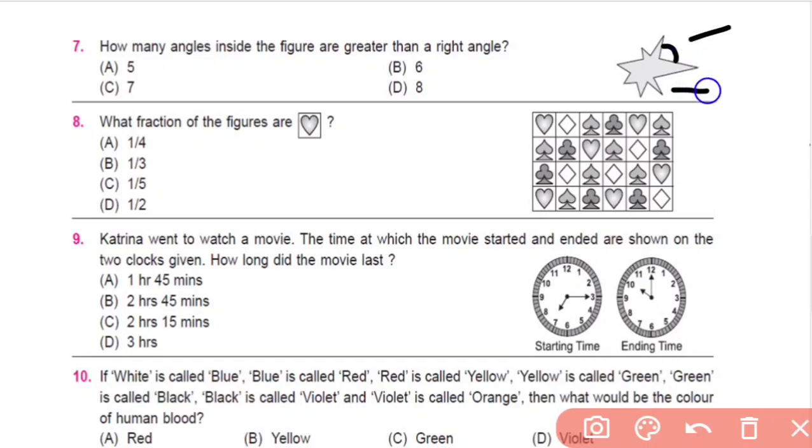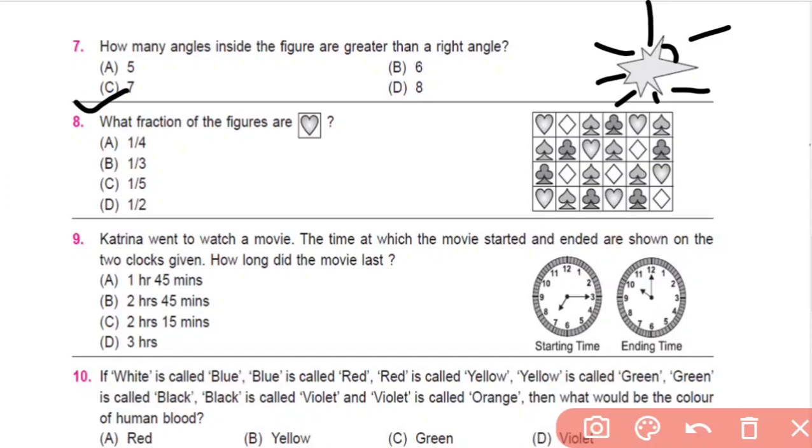Then this is second. This is third. This is fourth. This is fifth. This is sixth, and this is seventh. So there are 7 angles which are greater than right angle. Answer is C.